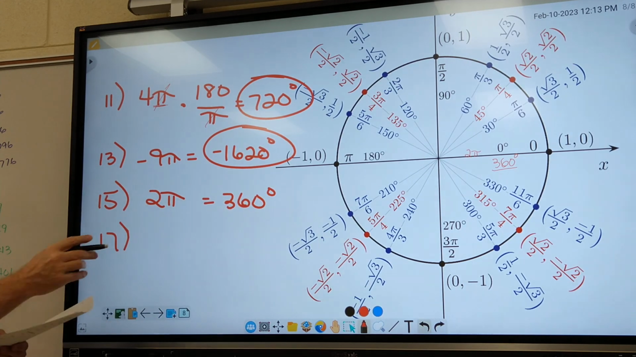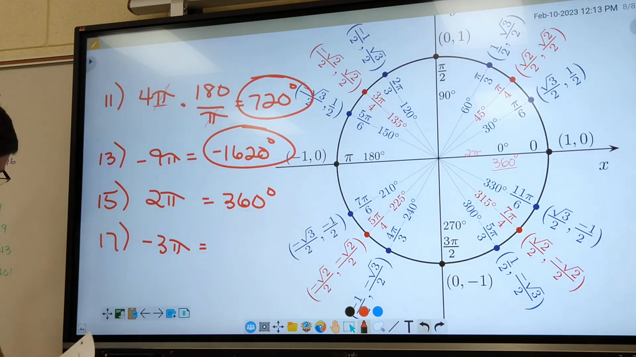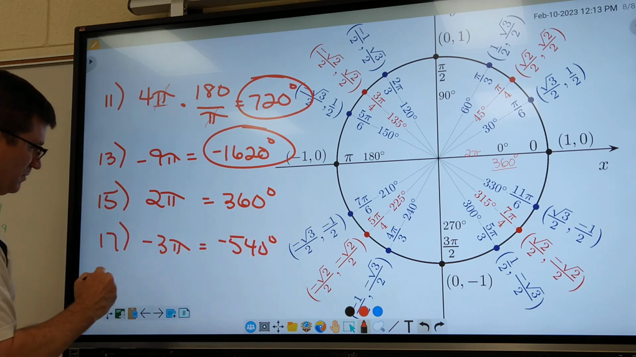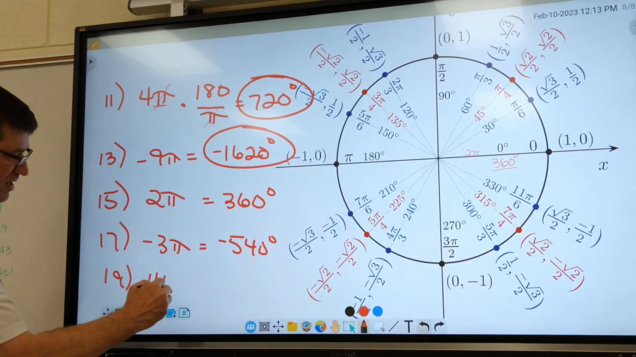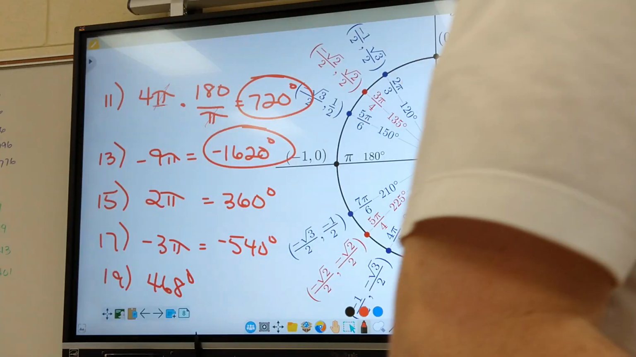All right, 17, negative 3 pi. What y'all got? Negative 540. 19, what y'all got? 468 degrees. Good. Do the right column. We'll check them, then we'll go to the back.